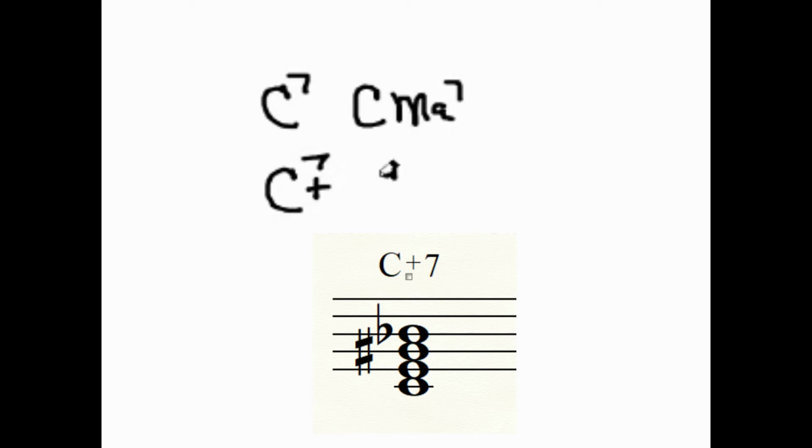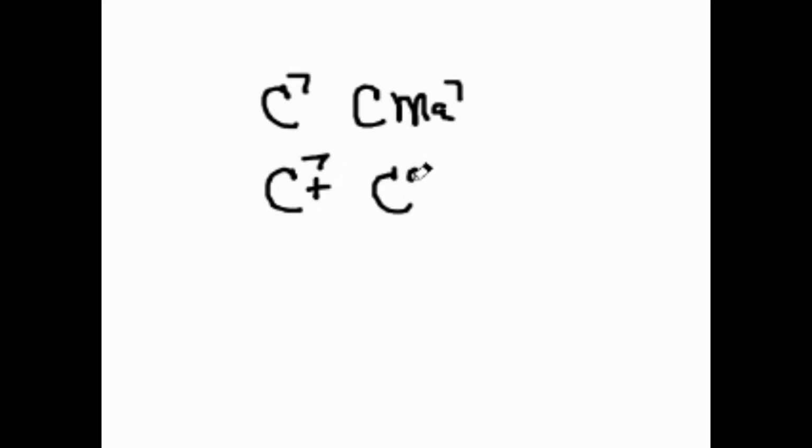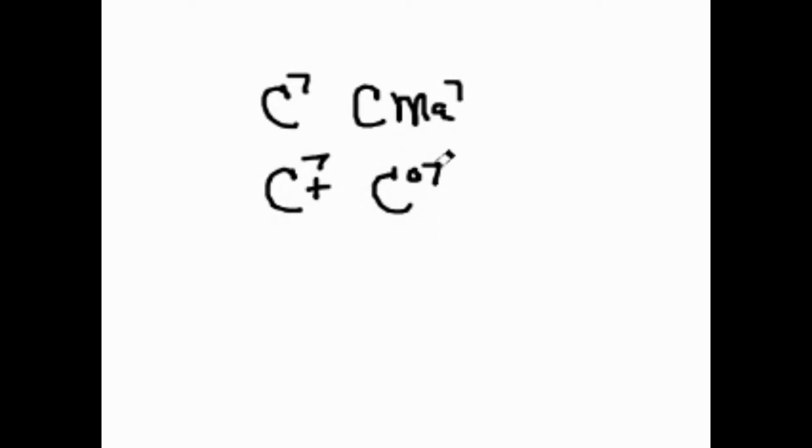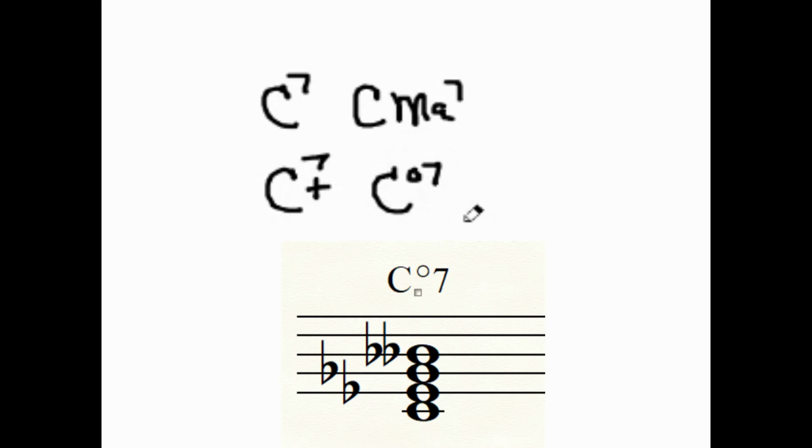Okay, and diminished 7. Now this is a little tricky, and let me explain. This is a fully diminished 7. So we have a diminished chord. Okay, that first part tells us it's a diminished chord, and then we add a diminished 7th to it. Now this is always confusing to students. Just remember that a C diminished 7th is a fully diminished 4-note chord.